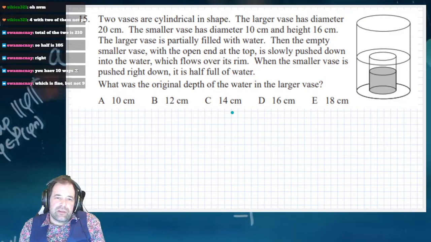Two vases are cylindrical in shape. The larger vase has a diameter 20 centimeters. The smaller vase has a diameter 10 centimeters and height 16. The larger vase is partly filled with water and the empty smaller vase, with the open end at the top, is slowly pushed down into the water which flows over its rim. When the smaller vase is pushed right down, it is half full of water. What was the original depth of the water in the large vase?